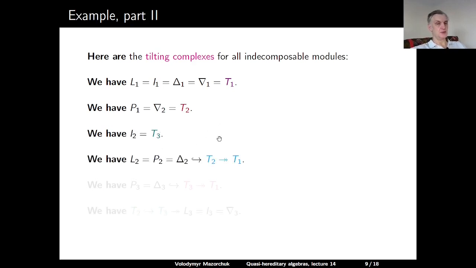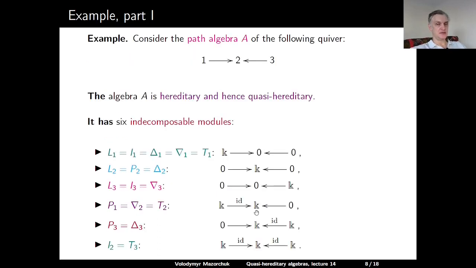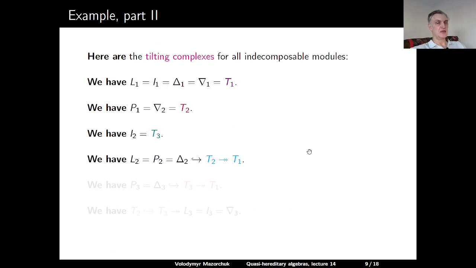The module L2, which is a simple module at the vertex 2, which coincides with P2 and delta 2, that's a submodule of T2. L2, that's a module which is concentrated here, that's a submodule of T2, and the quotient is exactly T1. So the module L2 is a submodule of T2, and the cokernel of this embedding is T1. So L2 is isomorphic to the complex of tilting modules where T2 projects onto T1.